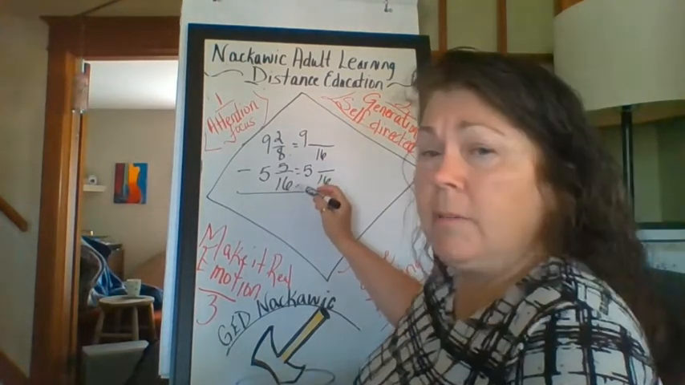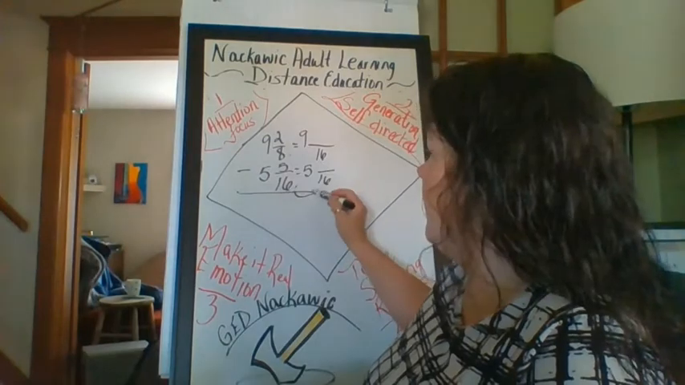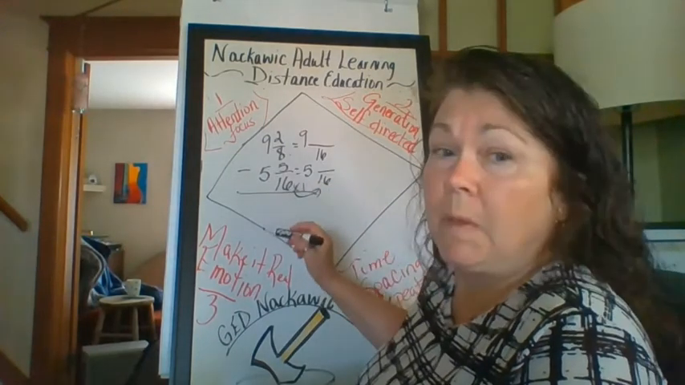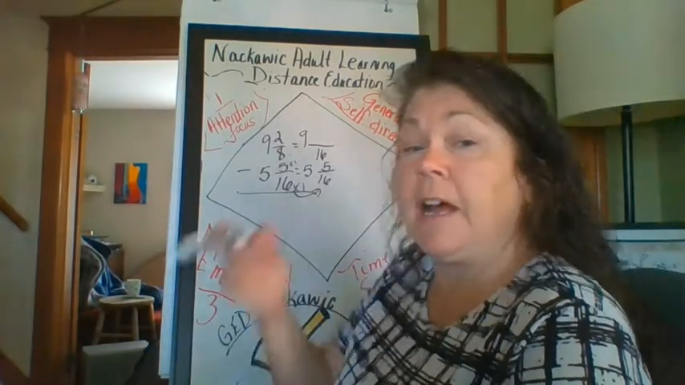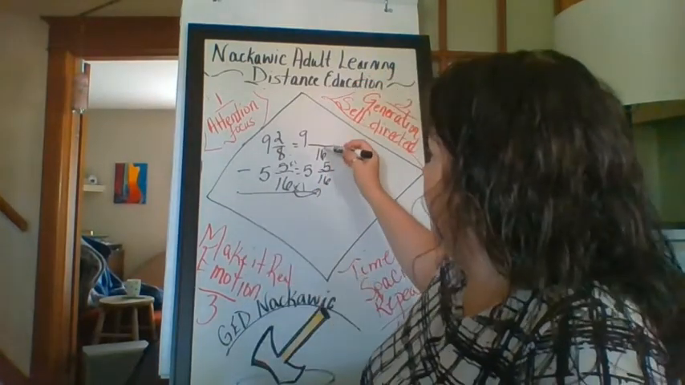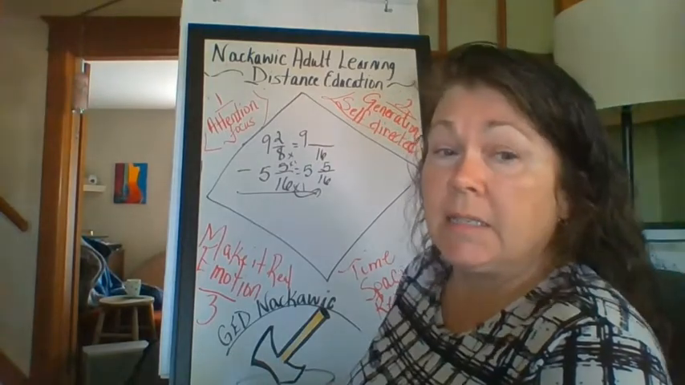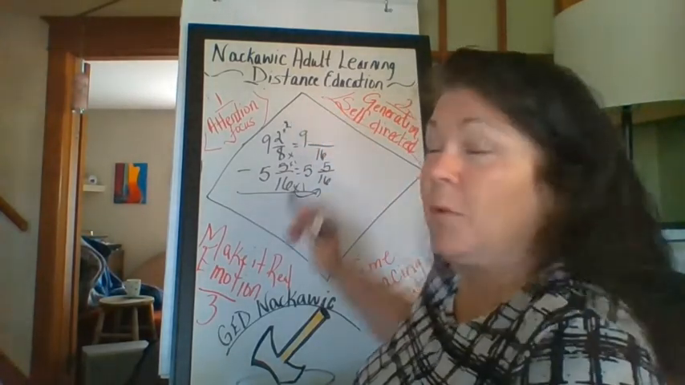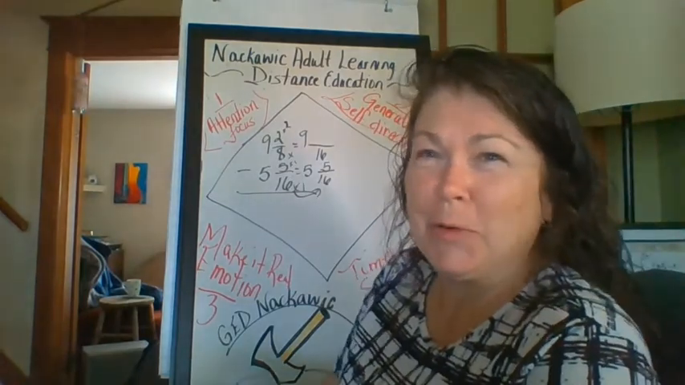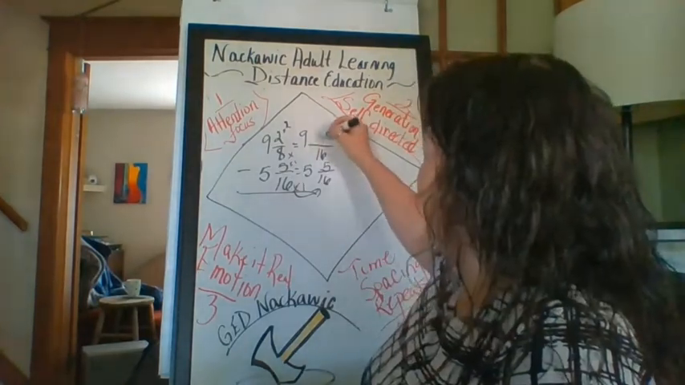So what did I multiply the 16 by to get 16? 1. So I'm going to do the same thing up here. It's going to stay 5. What did I multiply the 8 by to get 16? 2. Two 2s are 4.